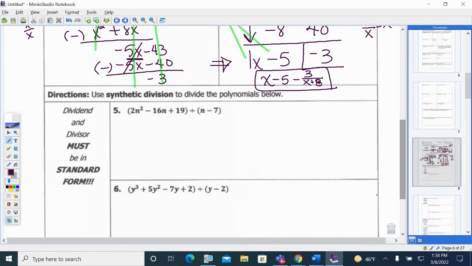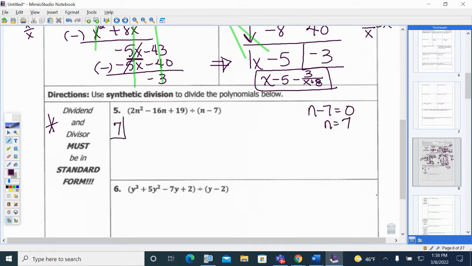The directions here say to use synthetic division to divide the polynomials below. And I have a little additional piece of information here. Your dividend and your divisor must be in standard form. So 2n squared minus 16n plus 19 is being divided by n minus 7. So I've got my dividend divided by my divisor. We're going to take our divisor, which is n minus 7, set it equal to 0, add the 7, and we get n equals 7.